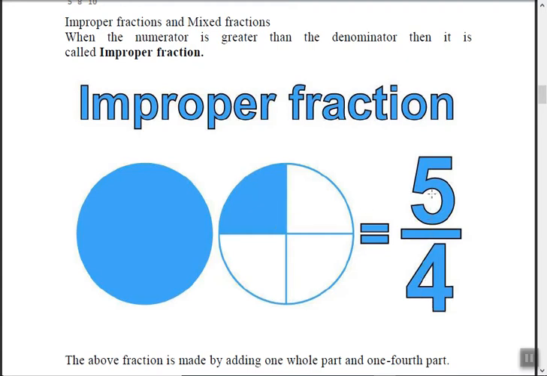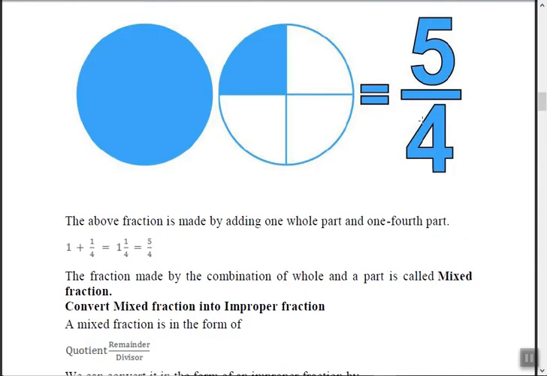This can be written as a mixed fraction. 5/4 is actually made up of one whole and 1/4 of the other part. So 1 plus 1/4. This is known as a mixed fraction. Now you can convert this mixed into improper: 4 ones are 4, plus 1, 5. A fraction made by a combination of a whole and a part is known as a mixed fraction.